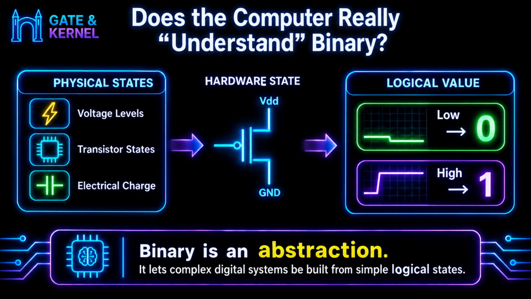Chapter 21. Does a computer really understand binary? People often say, "Computers understand only zeros and ones." That is useful shorthand, but it is not literally what happens inside the hardware. There are no tiny printed zeros and ones inside a processor. Instead, the hardware contains physical states such as voltage levels, electrical charge, and transistor states. Engineers interpret those states as logical values. For example, low may represent 0. High may represent 1. Binary is an abstraction that allows very complex digital systems to be built from simple logical states.